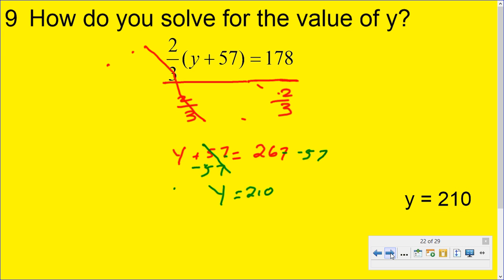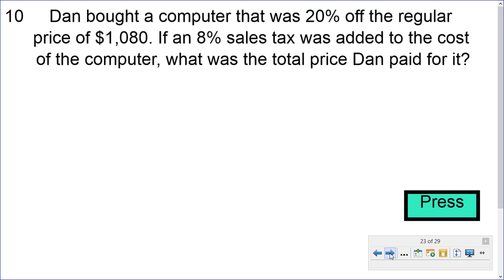Let's try another question. Dan bought a computer that was 20% off the regular price of $1,080. All right. If an 8% sales tax was added to the cost of the computer, what was the total price Dan paid for it?